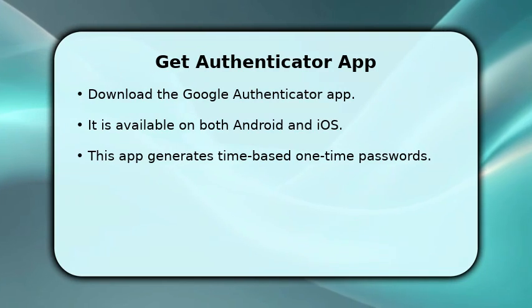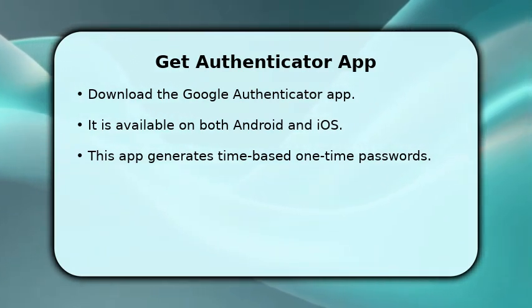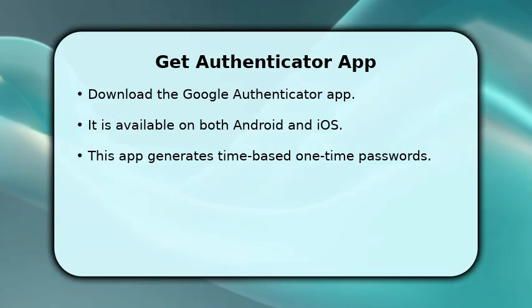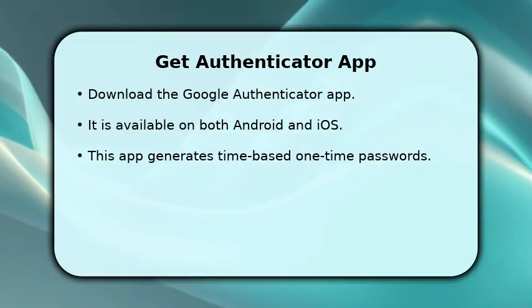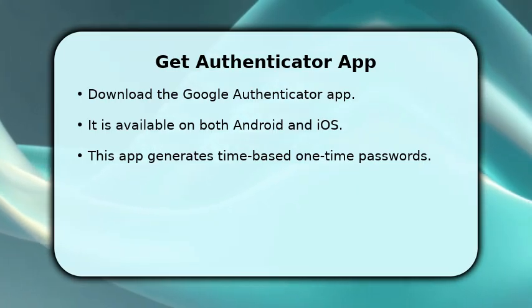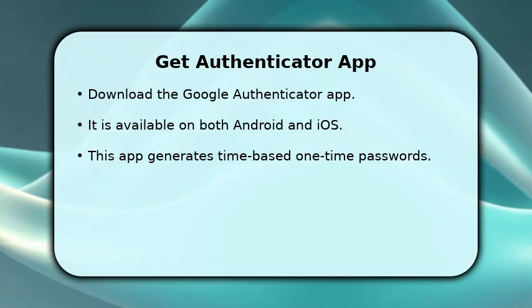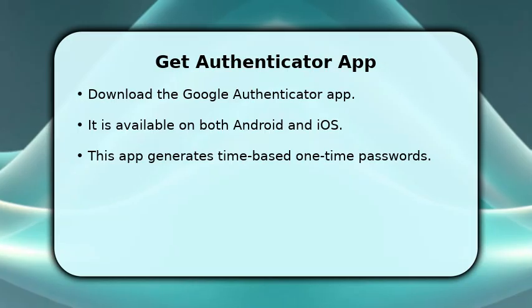Next, you will need to download the Google Authenticator application on your mobile device. This essential app is readily available for free on both Android and iOS platforms. It generates a unique, 6-digit, time-based one-time password every 30 seconds, which is vital for your two-factor authentication. Make sure you have it installed and ready before proceeding to the next step in securing your account.